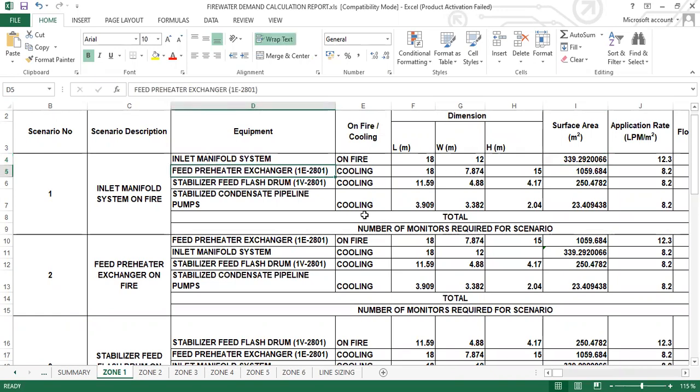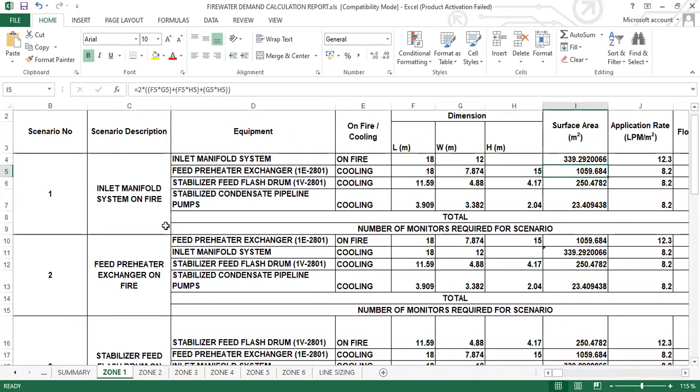For example, this feed preheater exchanger that someone had pointed out, because I just assumed I'd taken it as a cuboid. So I was looking for the surface area of the volume that we have in terms of the length, width, and height. But someone looking at the PFD recommended that we should treat the feed preheater exchanger as a cylindrical vessel, in which case I'm just going to use 2 pi r squared plus 2 pi r L as the surface area.